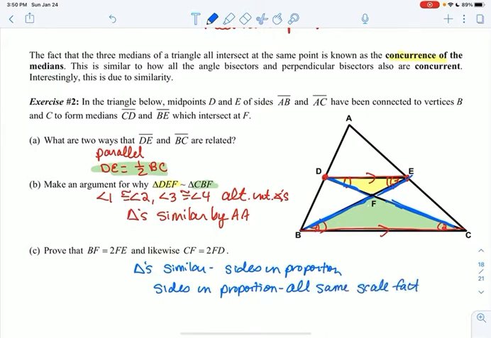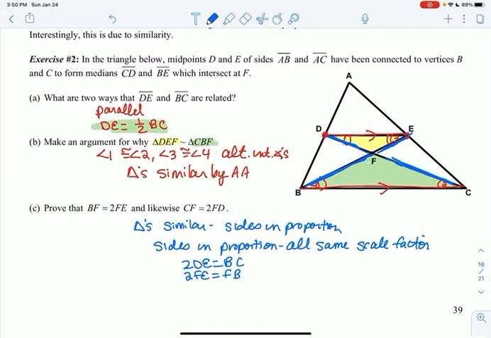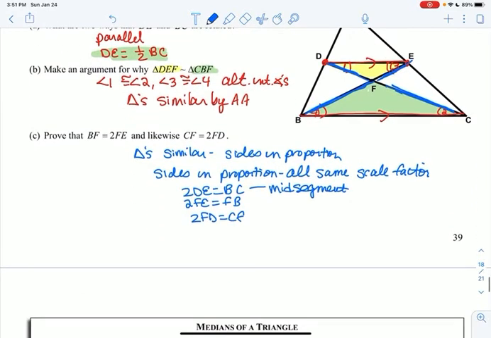Okay, they all are going to be that same ratio. So I already knew that 2 times DE equals BC, so that would mean that 2 times all the sides are equivalent to that corresponding side. So 2 times FE is equal to FB, and 2 times FD is equal to CF. All right, so this was true from the mid-segment theorem, and the rest are true because all the sides are in proportion, then they all have to have that same scale factor.